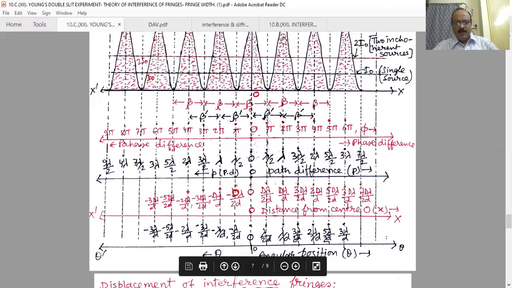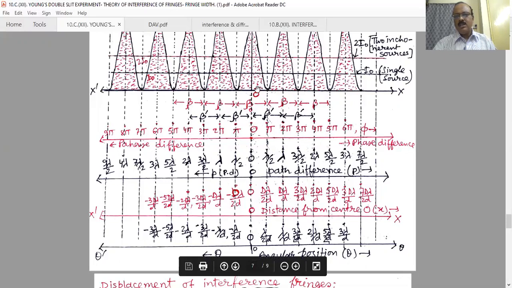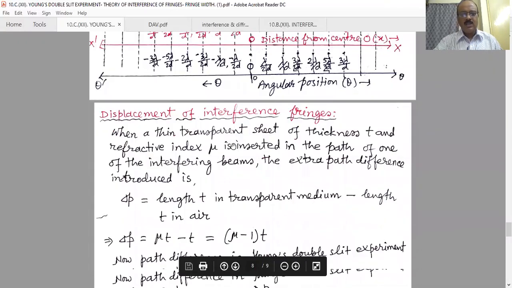That means in a single figure diagram, we can visualize the gist of all the phenomena of Young double slit experiment. What are the fringe width, the dark fringe width, bright fringe width, next dark fringe width, phase difference at the different points, path difference at the different points, linear positions, linear distance from the central point, and also the angular positions. From this, we can get this.